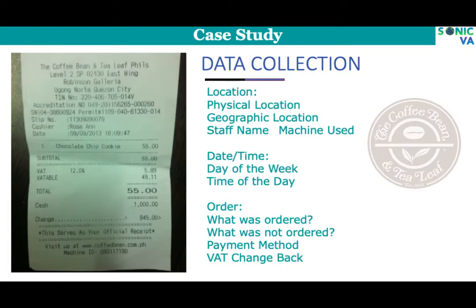And so when it comes to data collection, I asked them to look at the receipt and think about all the data sources that they have available to them based on the information in the point of sale transaction receipt, right? Things like physical location, geographic location, the staff name, the machine used, the day of the week, the time of the day, what was ordered, what was not ordered, what payment method was made.